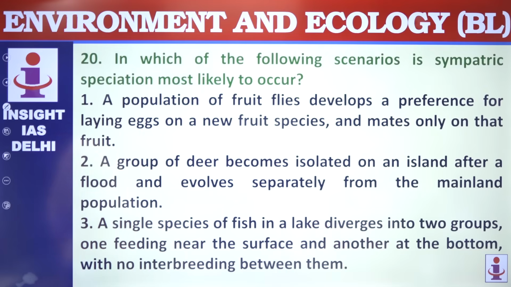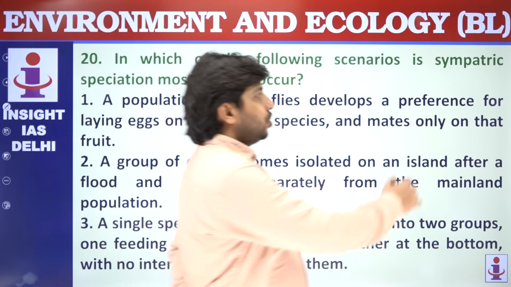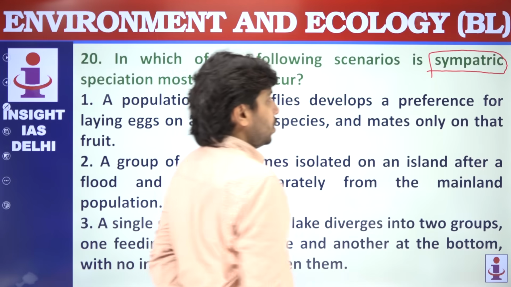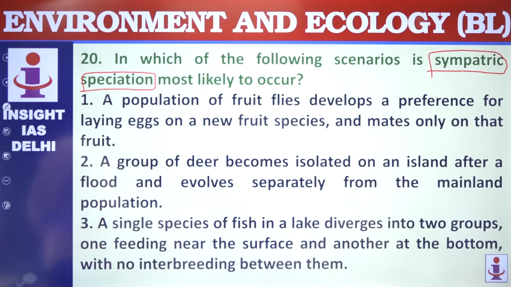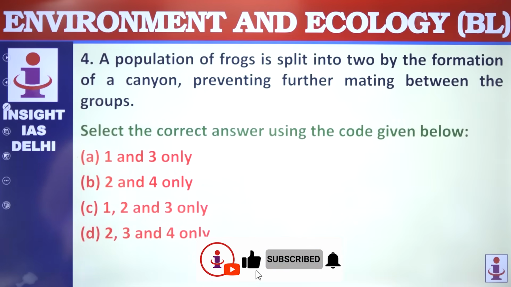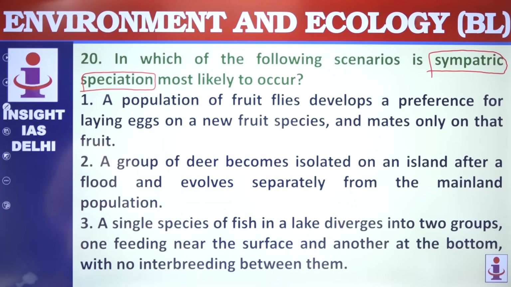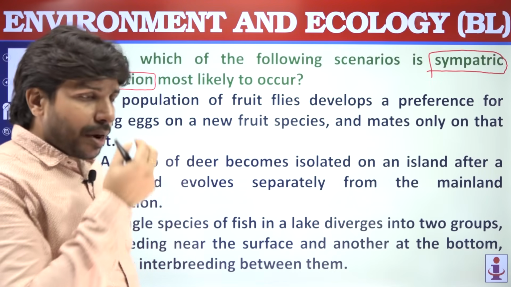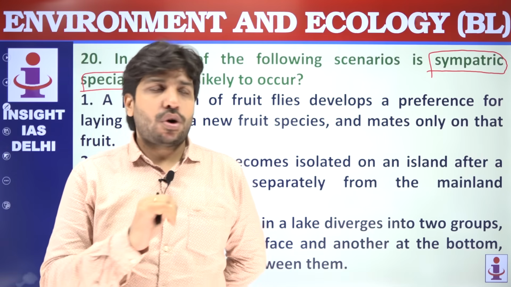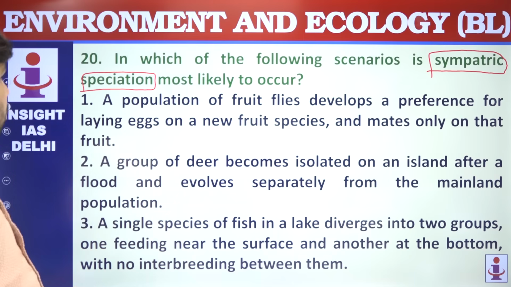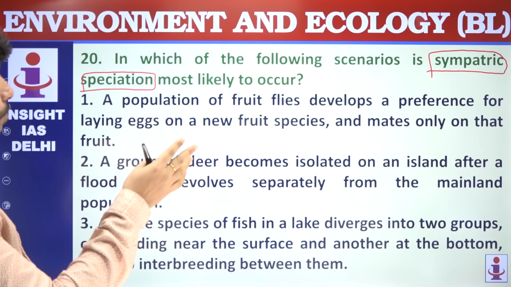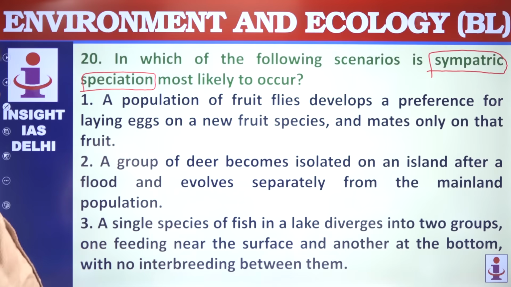A population of, okay, so this question is on sympatric speciation. We just learned about two kinds of speciation, sympatric and allopatric. Here this question is regarding sympatric speciation. So 4 statements are given over here, and it is asking you to identify which is most likely to occur in sympatric. We just learned that in sympatric, geographical factors are not involved. So wherever geography is included in the statements, that will not be our answer. A population of fruit flies develops a preference for laying eggs on a new fruit species. So no geography involved. So this is a feature of sympatric.